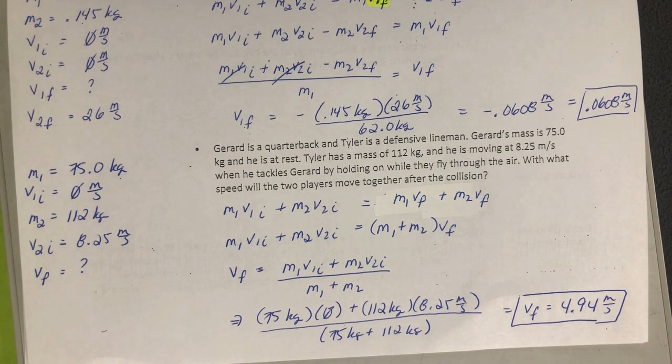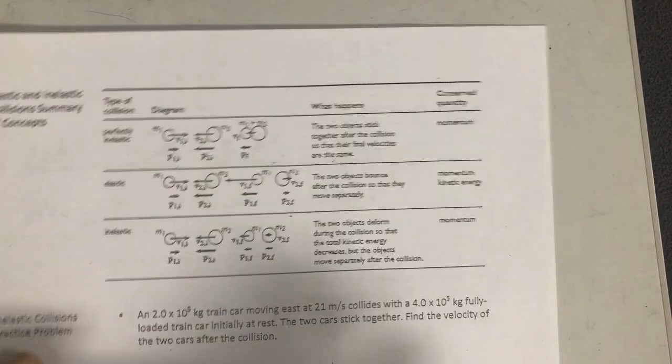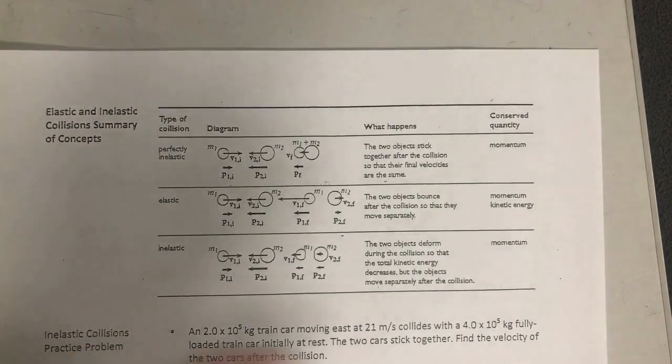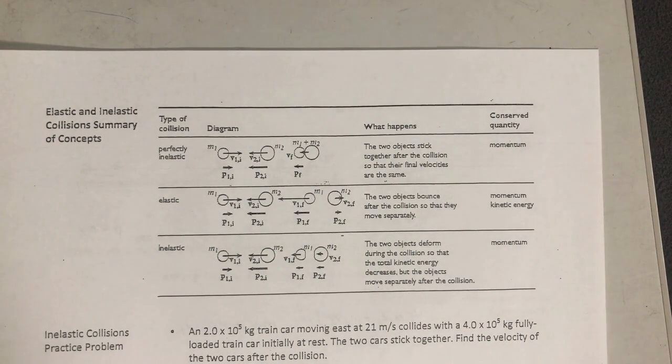All right, let's go to the back. I'm not going to do all the back since one of them is a repeat, but I wanted to show you the one on kinetic energy. Up here, this is conceptual material that you need to know. Elastic and inelastic collisions, it's a summary of the concepts. So you have perfectly inelastic, elastic, and inelastic collisions. What you need to know about this is what is conserved and what is not conserved.